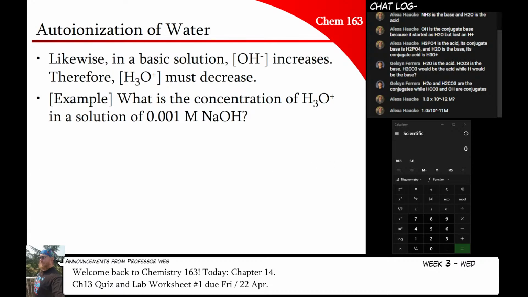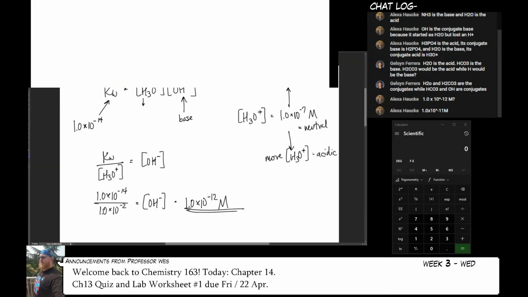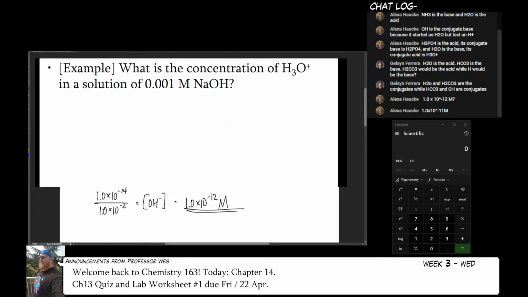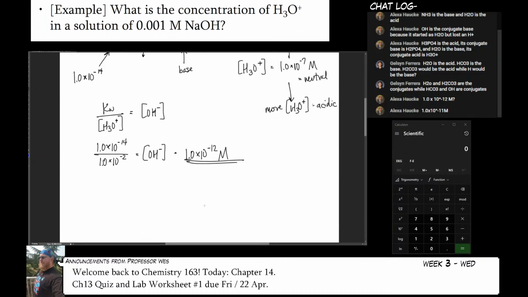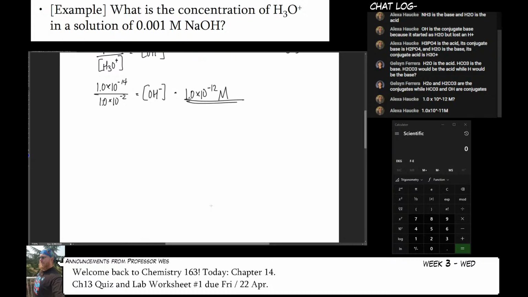All right, let's calculate the answer here. So we'll go back over here to where there's nothing. There we go. All right, so I have a sodium hydroxide solution, which means that my hydroxide concentration is equal to 0.001 moles per liter. I wrote the wrong thing. There we go.